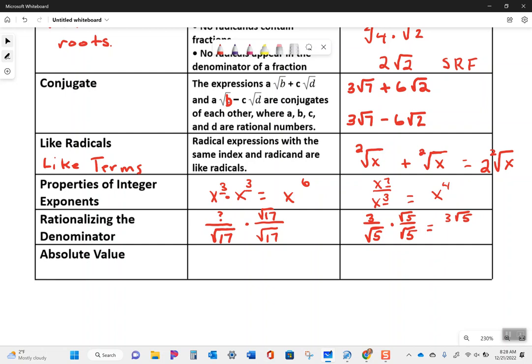Do I have a square root in the denominator anymore? No. So what we've done right there is called rationalizing the what? Denominator, okay? Guys, y'all know what absolute value is, right?